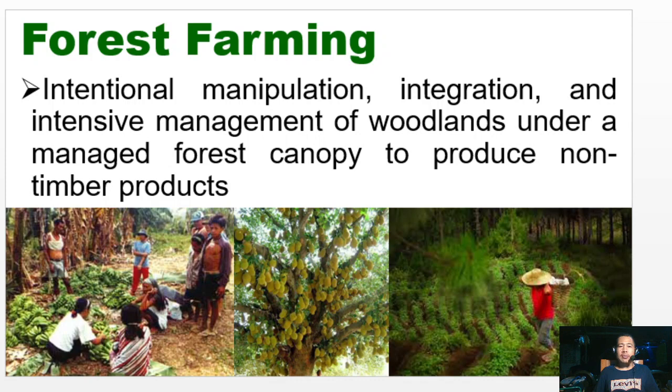Next is forest farming. Forest farming is the intentional manipulation, integration, and intensive management of woodlands under a managed forest canopy to produce non-timber products. So forest farming is a good alternative for the slash and burn farming system, o yung kaingin. So kaingin or slash and burn farming system is quite destructive, and it is very bad to the environment. It is a contributor to climate change, to global warming. So this one is one of the best alternatives for the kaingin system.